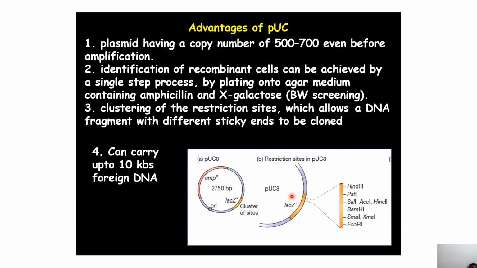Now, what are the advantages of pUC? It's a plasmid having a copy number of 500 to 700 even before amplification, so it's huge. Identification of recombinants can be achieved by a single step process of plating onto agar medium containing ampicillin and X-gal. That's what we call blue-white screening. And the clustering of the restriction sites allows a DNA fragment with different sticky ends to be cloned. So it can carry up to 10 kilo base pairs of insert DNA.